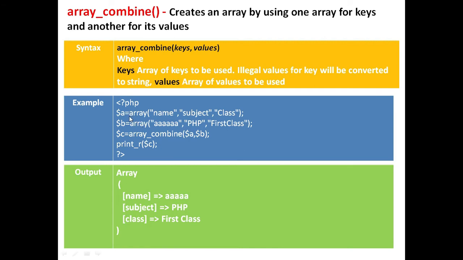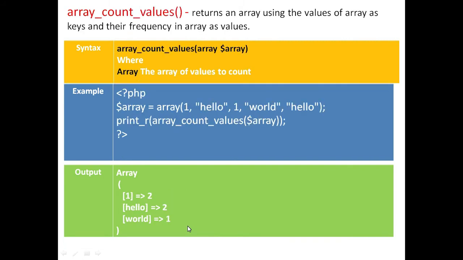Here I defined two arrays, A with subject and class and B with PHP and first class, and when I use array_combine with A and B, it will create a new array with subject as a column key and PHP as a value, and class as a column key and first class as a value.